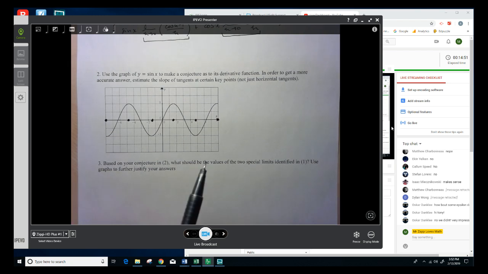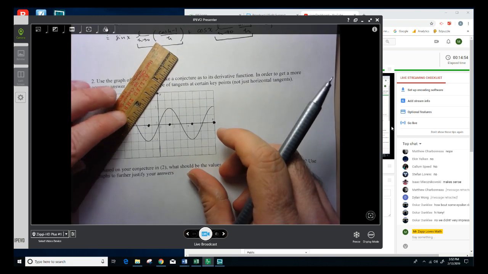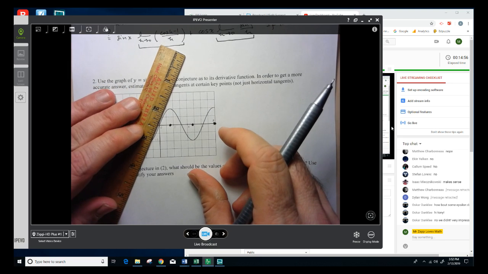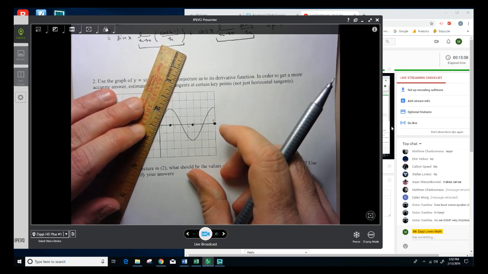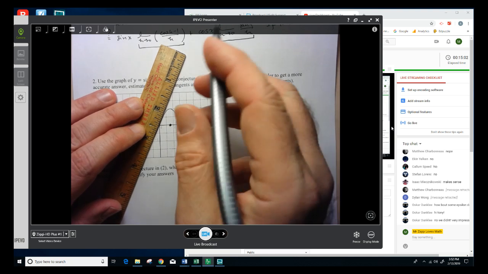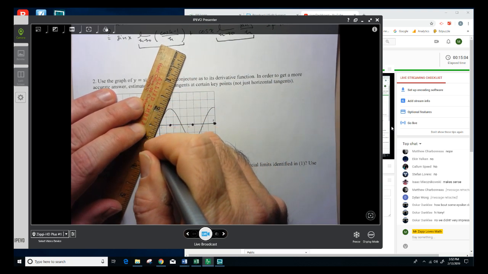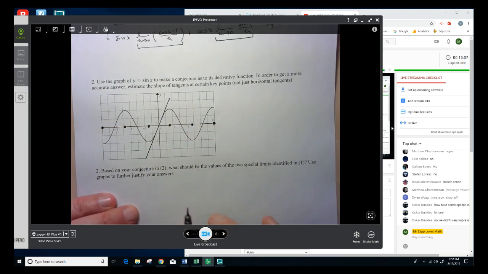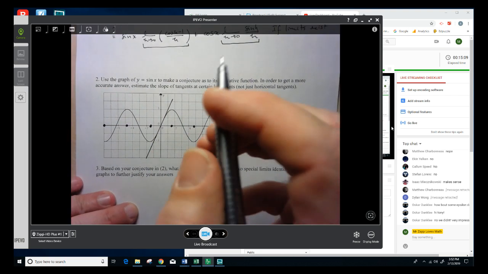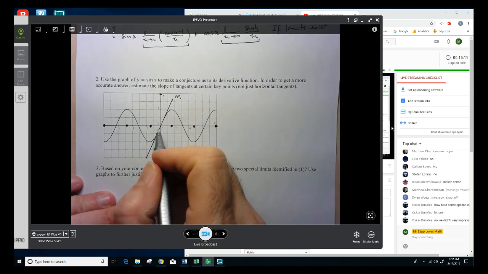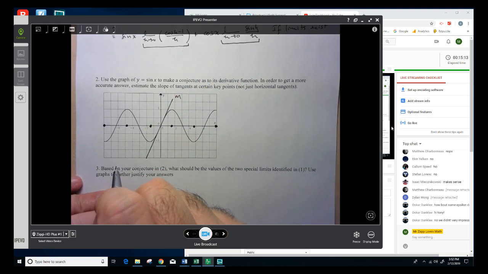So this is where you get your trusty ruler out and you place it and try to draw the best tangent you can. All right, and so here, let's try to draw a tangent line. And that looks pretty good. And let's find the slope of that line, because we're conjecturing that this is going to be the steepest of the tangents.